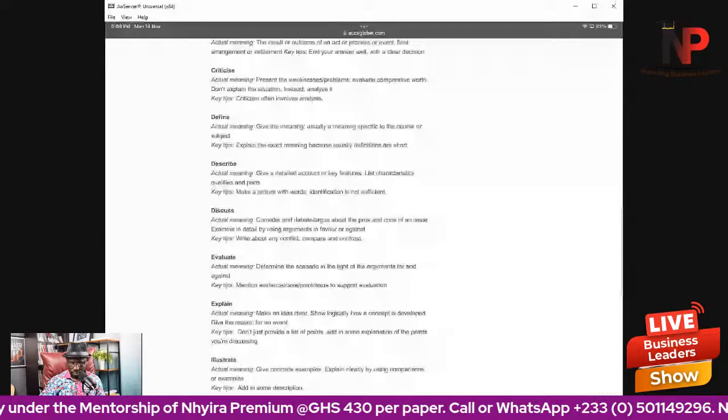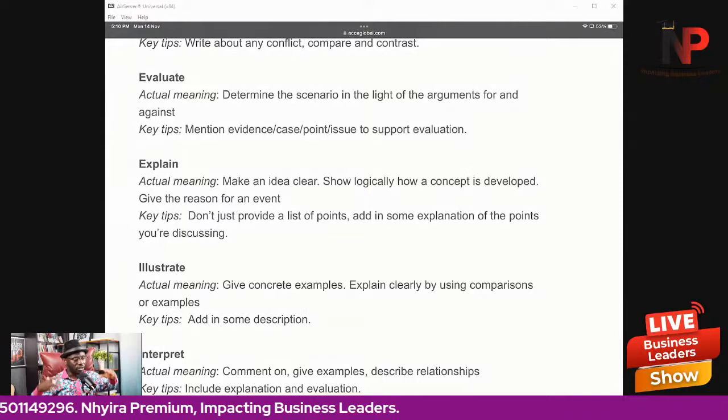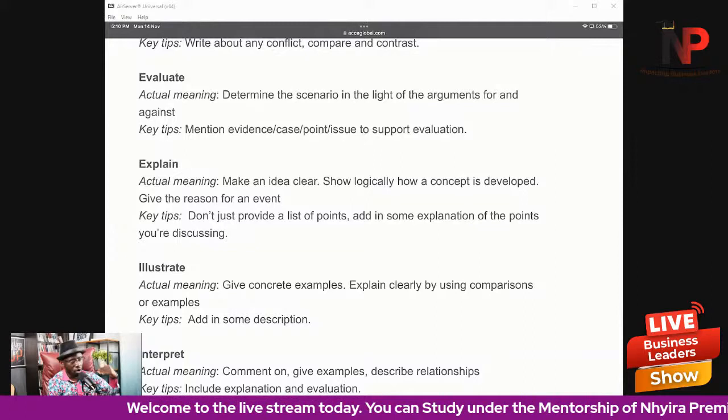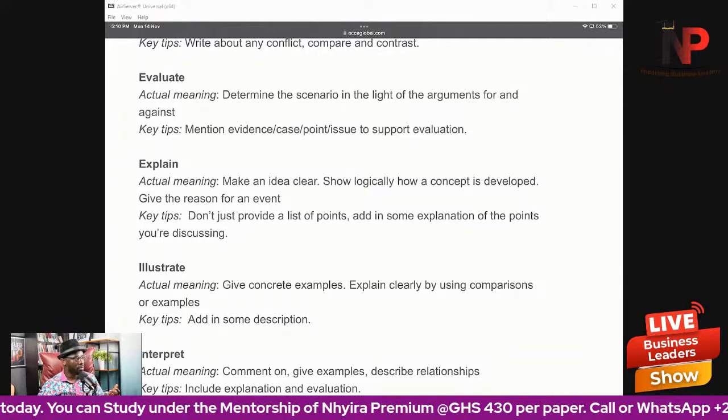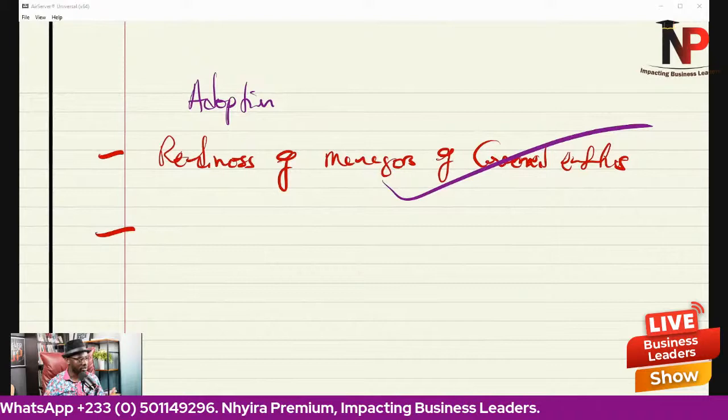Are you getting it? Don't just provide a list of points, but add some explanation of the points you are discussing, because it says explain. Explain means you make an idea clear. You show logically how a concept is developed. That is what we mean by explain. So don't just write. And I see this a lot with my students. When we do assignments, people send me scripts. The requirement of the question says explain, then people are just writing one-liners.